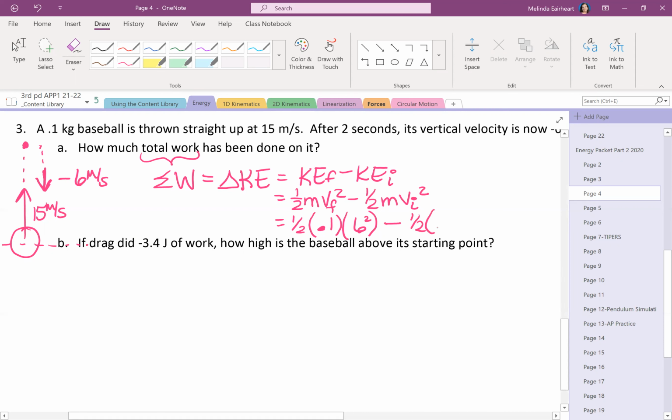And then minus 1/2 of 0.1 again. And the initial speed is 15. Don't forget to square. And so hopefully you see that it's going to turn out negative. And go on and get me that value. What is the change in kinetic energy? Hopefully we have a couple people calculating. Negative what?